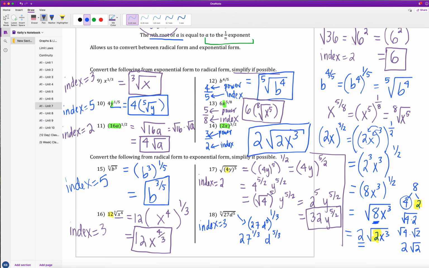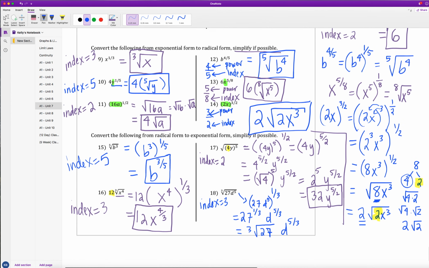27 to the 1/3, it's easier to look at from radical form, so I'm going to rewrite this as the cube root of 27. Whoops, erase that. 27. There we go. Cube root of 27, and then the d to the 5/3 is still on the outside.